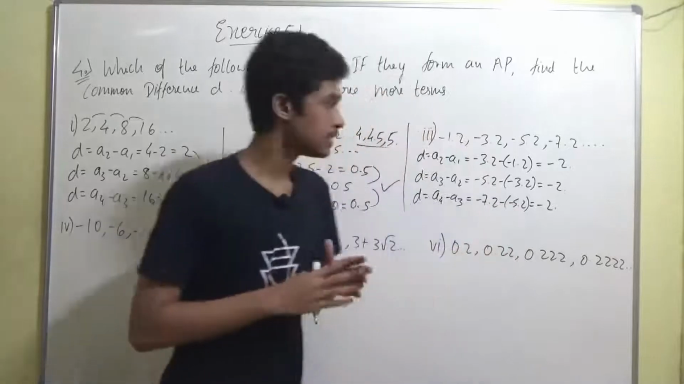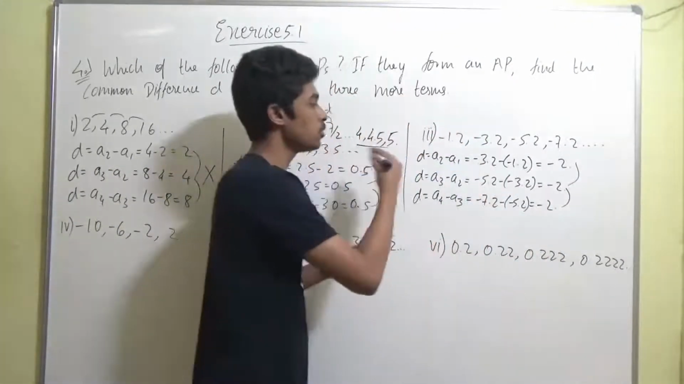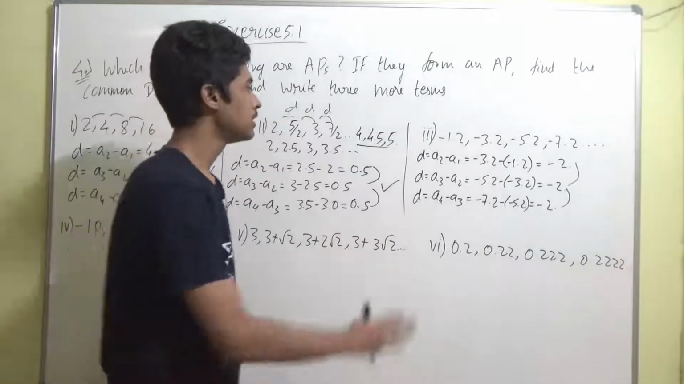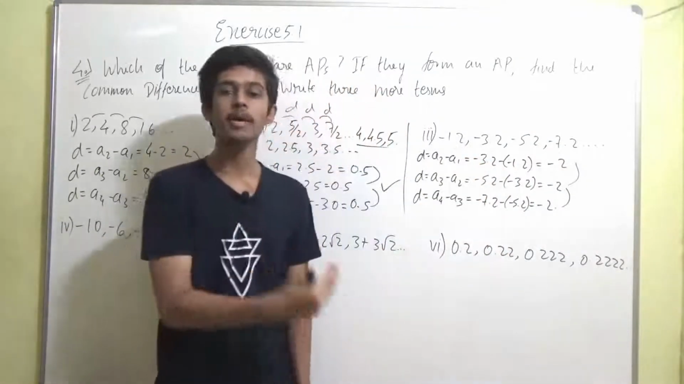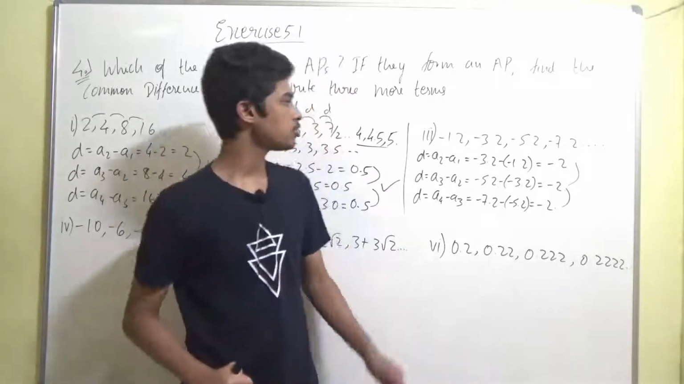If you see here, guys, in this entire sequence the difference is being same, that is minus 2 throughout, which means it is an AP. Correct, guys? If you see the sequence also, the number is getting reduced by 2 each time, that is it's becoming minus 2 each time, right? So it forms an AP.